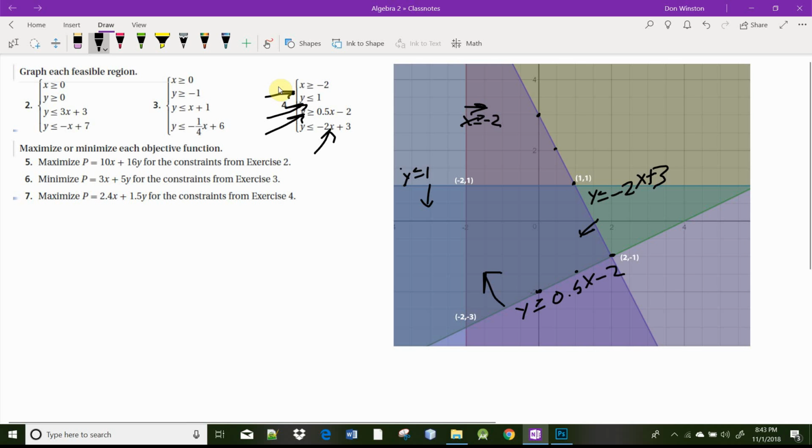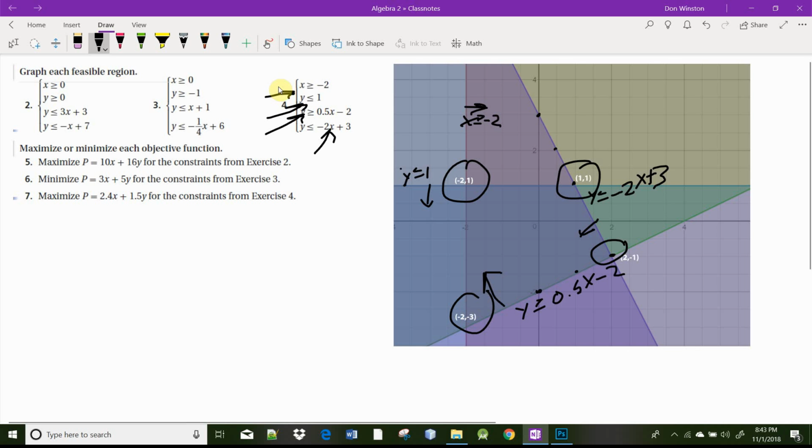So I can kind of see my feasible region. I have to be below this line, and then so here we go. I listed the vertices of my feasible region. It's kind of bounded by these vertices, the navy blue. Okay, so that's my feasible region there.